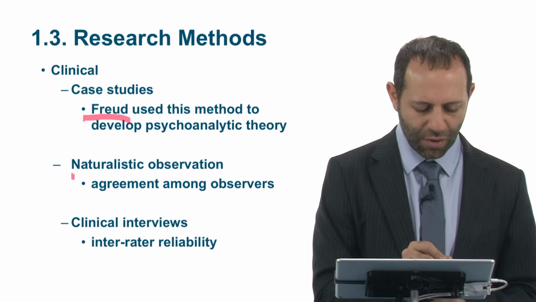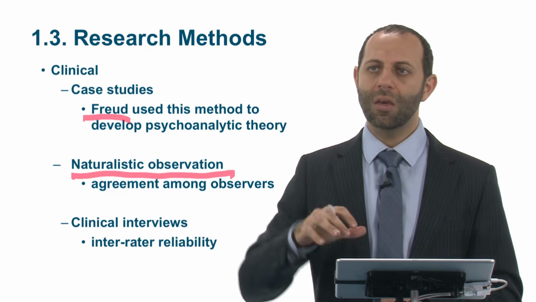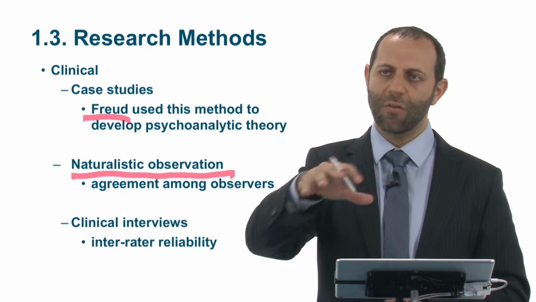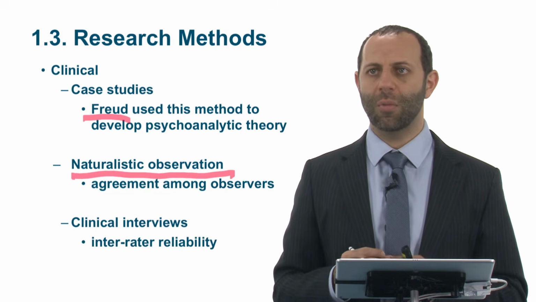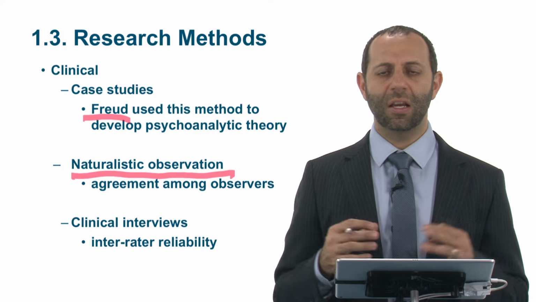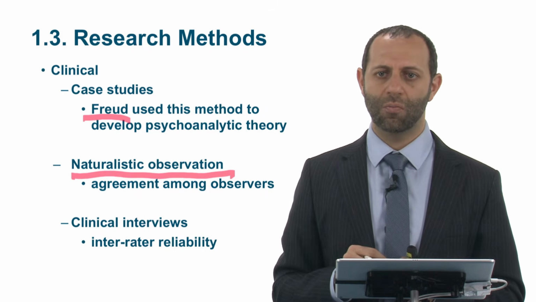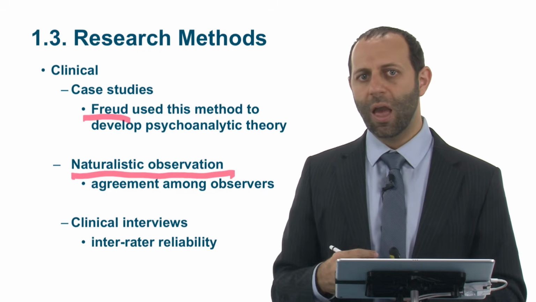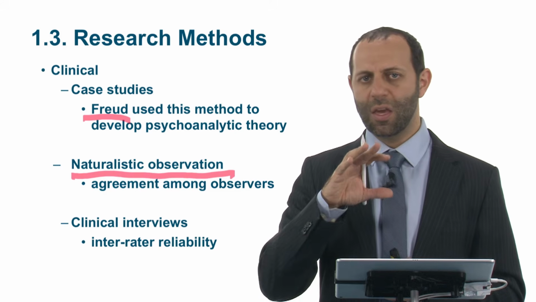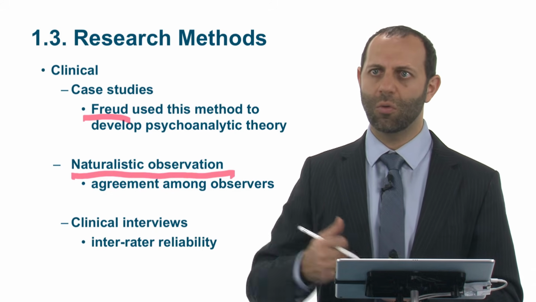Next, we have the method of naturalistic observation. In this method, we observe the behaviors of our subjects in a naturalistic environment. So I might sit in a classroom and observe the interactions of the students with their teacher. I might go to a remote jungle and observe from a distance the behaviors of the animals in order for me to study and understand animal behavior.